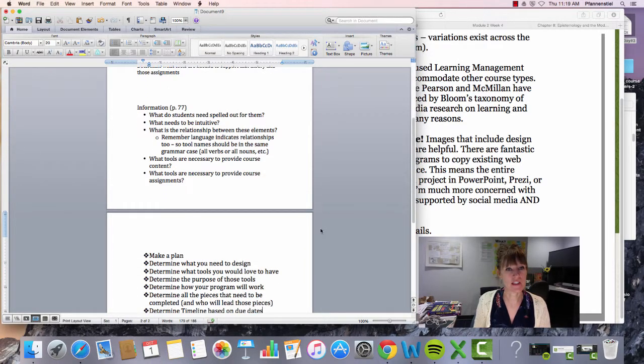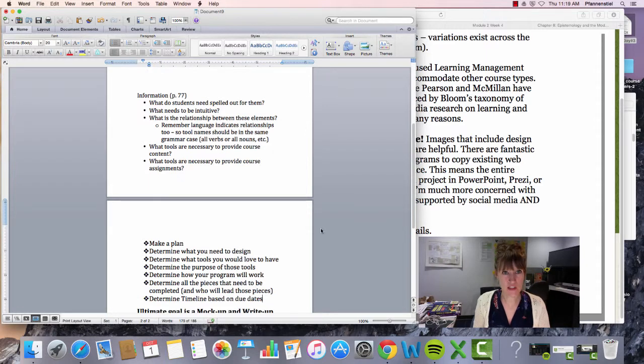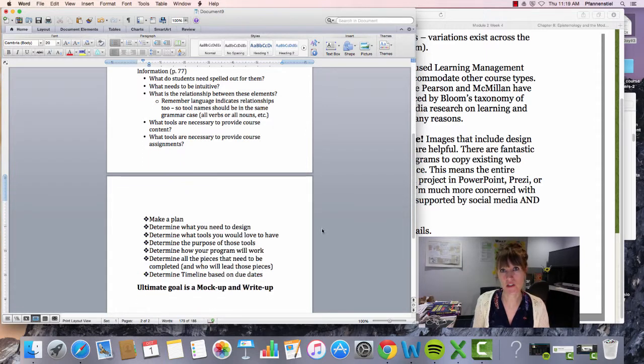Writer Designer covers, and this starts on page 77, the idea of information, and they ultimately raise several questions that are very important to you all as you work through your design. So the first is, what do students need spelled out for them? A lot of what we talked about with the social media theory for this semester is that we mediate our identities through media. So if we provide a learning management system to students, they're mediating their student identity through that learning management system.